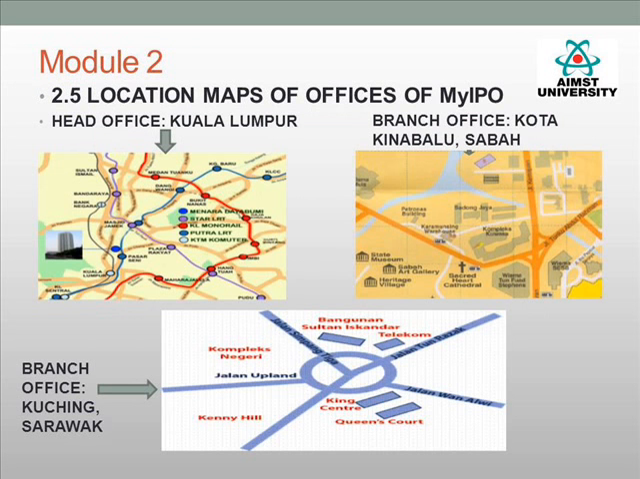Here is the location map of MIPO with different offices. Headquarters of MIPO is located at Kuala Lumpur. Southern office is located in Johor Bahru. East Coast office is located in Kelantan. Northern office is in Penang. And the MyIPO branch office is situated at Kota Kinabalu, Sabah. Sarawak office is in the Kuching region.